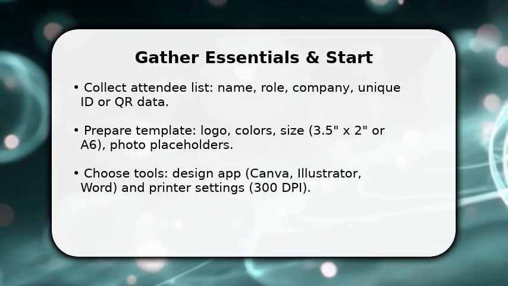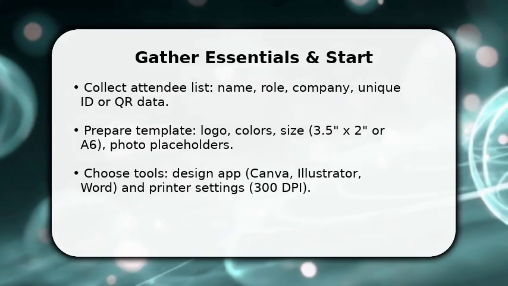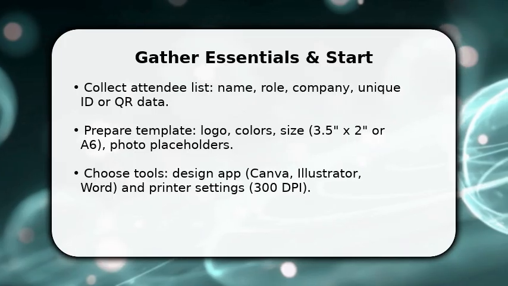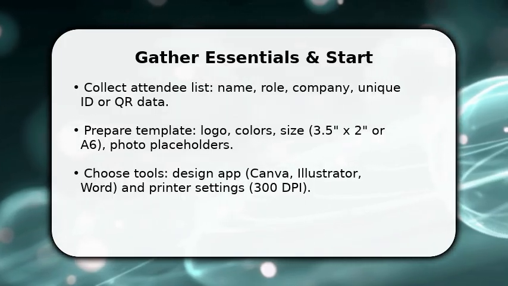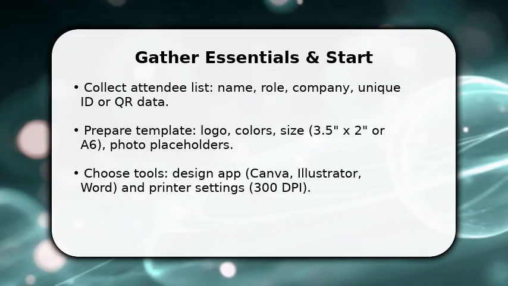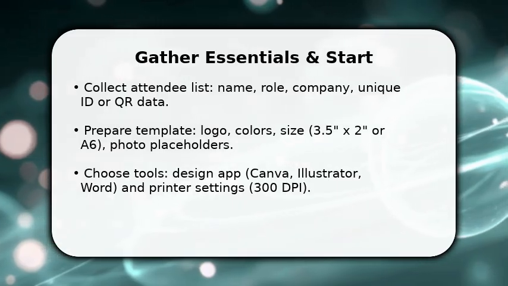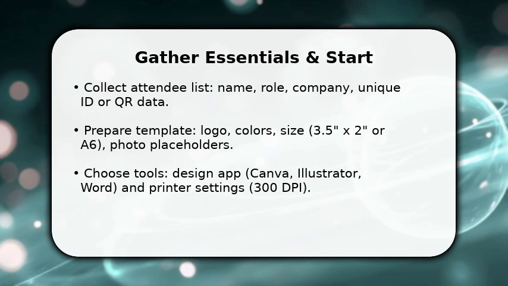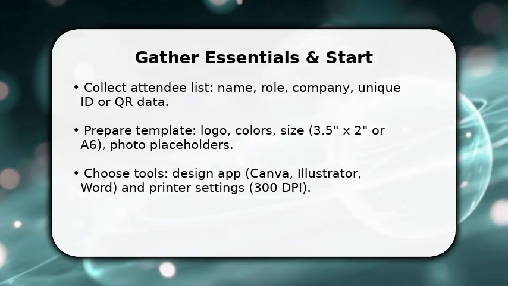Once done, open your design tool and set the card dimensions to the standard size, add the logo and photo box, and set text styles for legibility. Make sure to select 300 DPI and CMYK for print. This prevents layout surprises later and keeps badges consistent across batches.